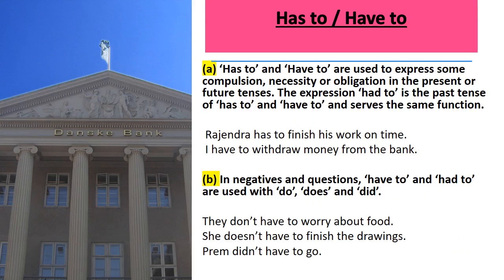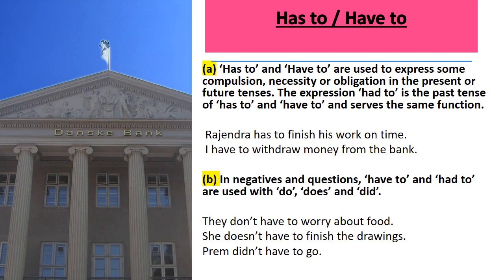Has to and have to are used to express some compulsion, necessity or obligation in the present or future tenses. The expression had to is the past tense of has to and have to and serves the same function. For example, Rajendra has to finish his work on time. I have to withdraw money from the bank.